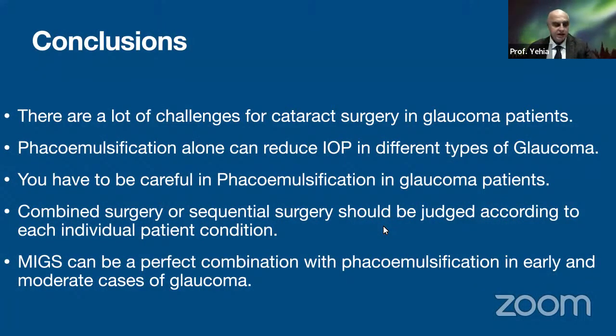So in conclusion, there are a lot of challenges for cataract surgery in glaucoma patients. Phacoemulsification can reduce intraocular pressure in different types of glaucoma, in different amounts and with different significance. You have to be careful with phacoemulsification in glaucoma patients, particularly for the corneal endothelium. Combined or sequential surgery should be judged according to each individual patient's condition, weighing risks versus benefits. MIGS can be a perfect combination with phacoemulsification in early and moderate cases of glaucoma, particularly GATT.